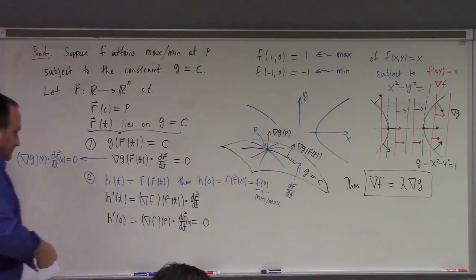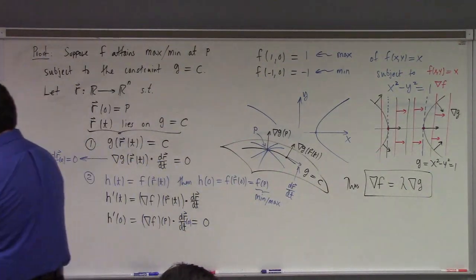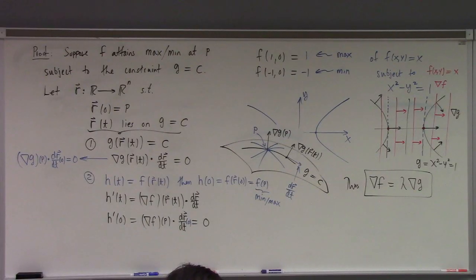Let's look at a different example. Here's a three-dimensional one. Suppose we have f of x, y, z equal to x, y, z. Find extrema on the ellipsoid x squared plus 2y squared plus 3z squared equals 6.